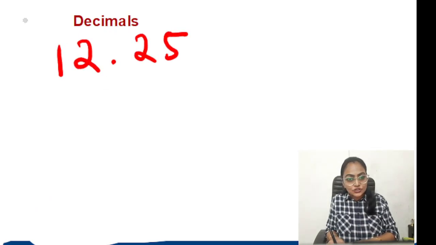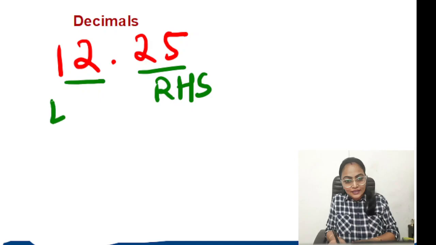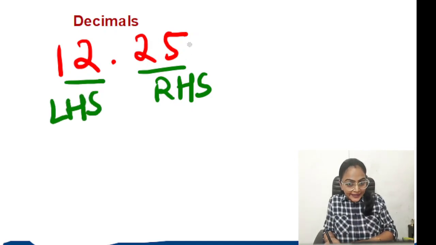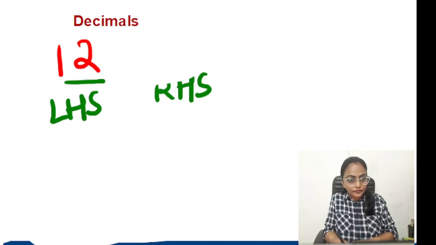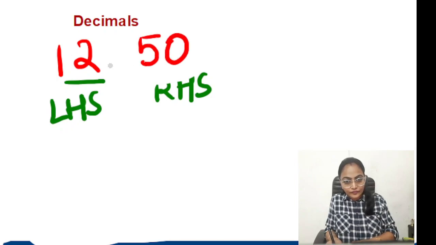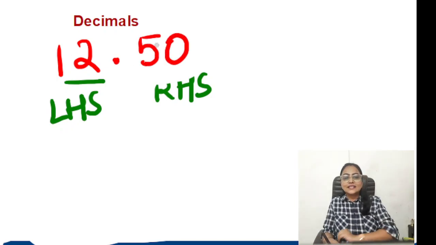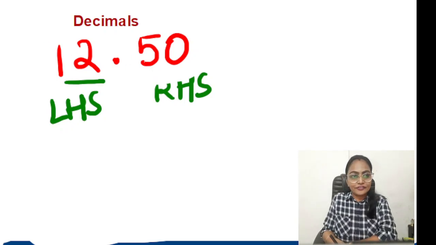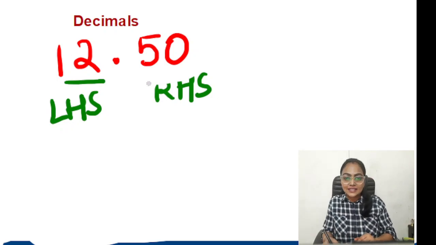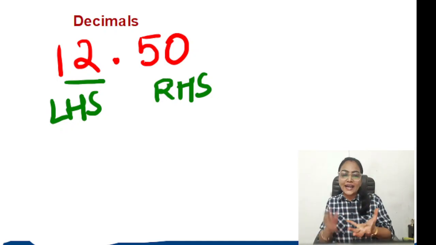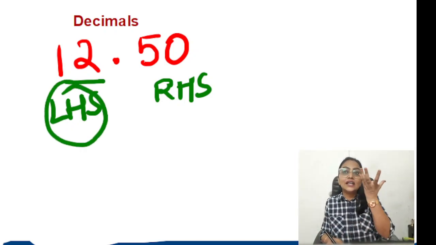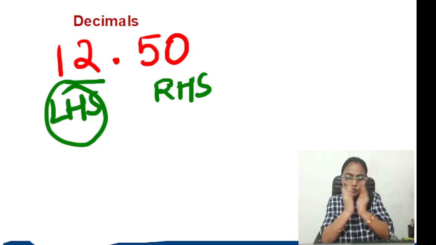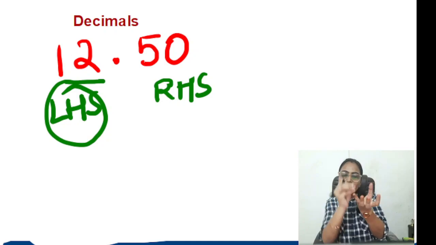Now, this dot has a right-hand side and a left-hand side. The right-hand side was 50 in that case, right? The right-hand side represents the part of a whole, that is 50 paise out of 100 paise, that is 1 rupee. And the left-hand side represents the whole, that is the whole 12 rupees. To combine them together, we write it as 12, the dot, and the 50.